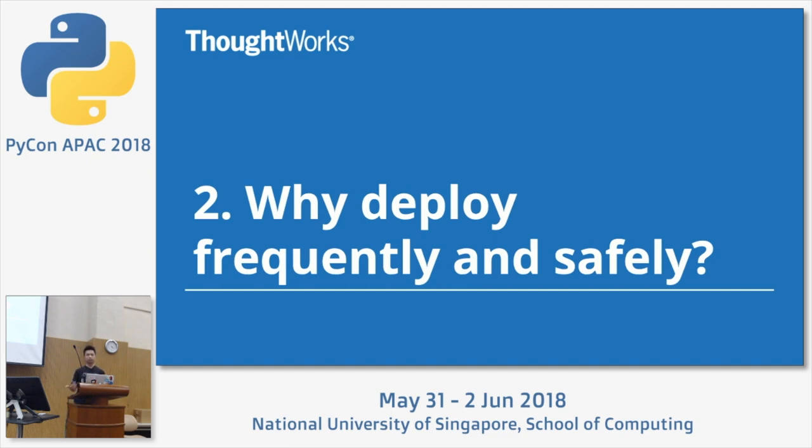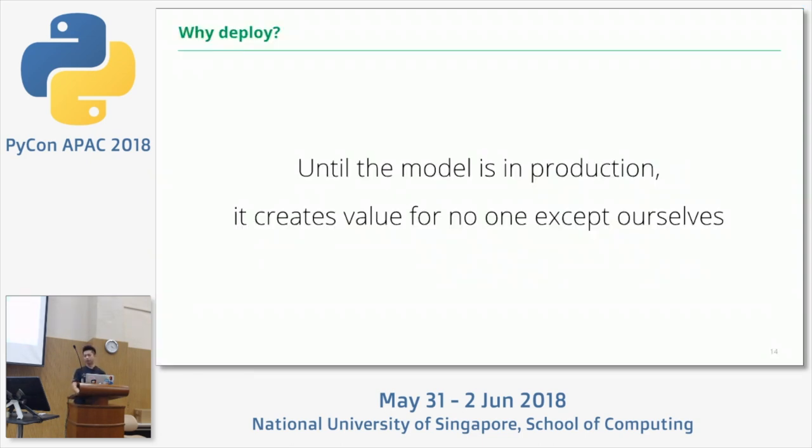Now, why deploy frequently and safely? That's in the title, so yeah, why? So why deploy, right? First thing, until the model is in production, it creates value for no one except ourselves, right? Maybe it creates value for the people who are reading your analysis reports, but that latency is still quite long, right? Somebody's got to read that report. This can be days or weeks before it goes into action. But if it's in production, it's seconds. Somebody can use your model to get a prediction on the sentiment of your customers. Is someone angry? Is someone happy? You can get it in seconds, right?